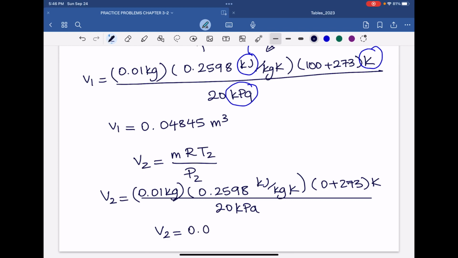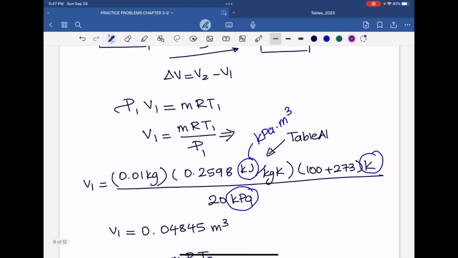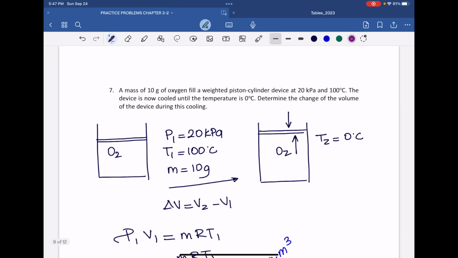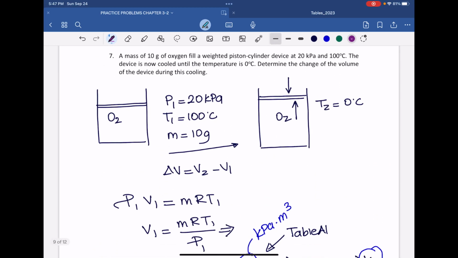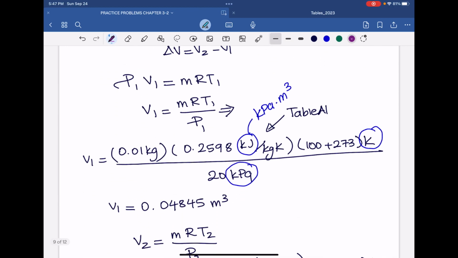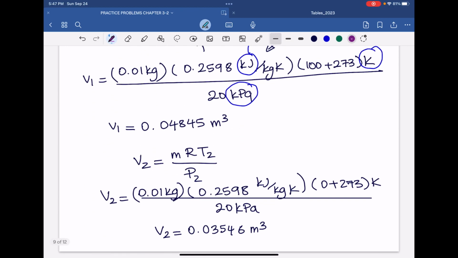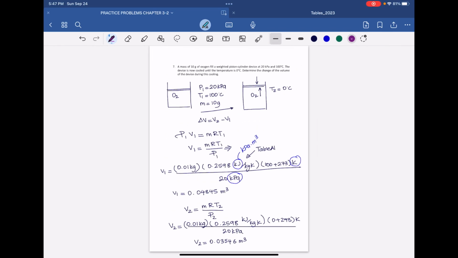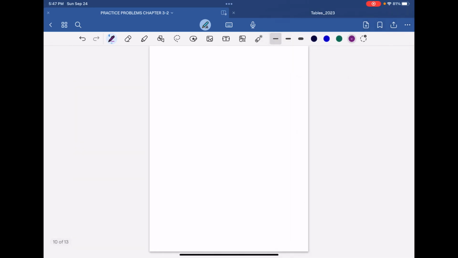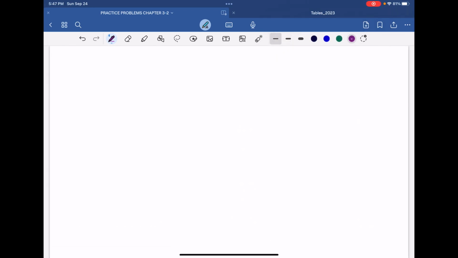Then okay, let's see what they were asking. Determine the volume change. Okay, all right, we found second state volume, first state volume. It should be easy for us to calculate the volume change, right? But still, let's go to another page here.